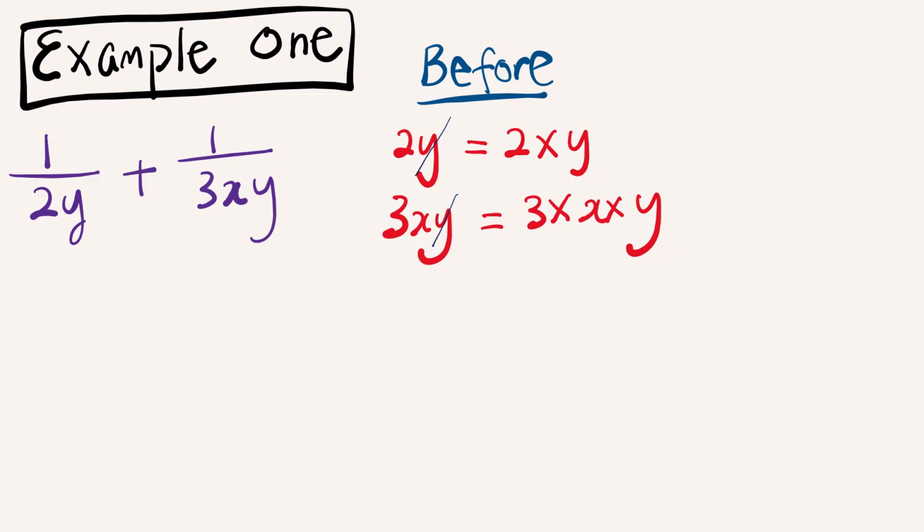And then the next step is just take the remaining and multiply them together, which is 3x times 2. Then times the common factor. You cannot leave the common factor out also. So therefore, the lowest common multiple for 2y and 3xy would be 6xy.